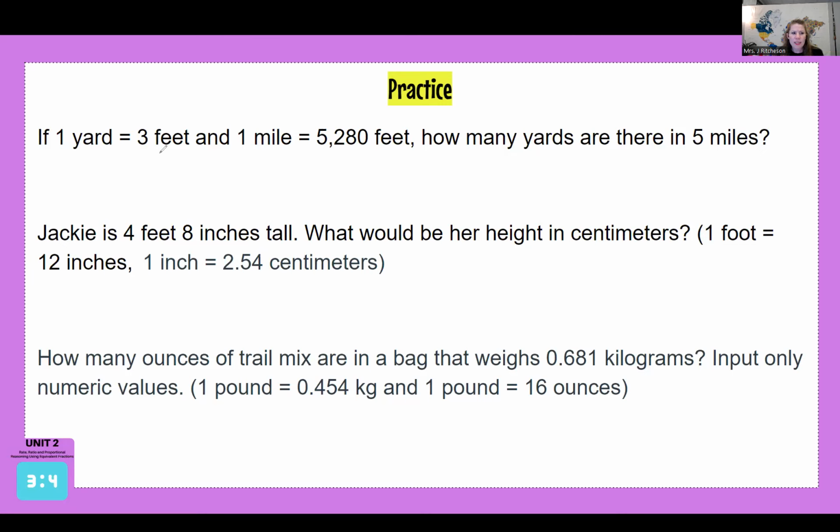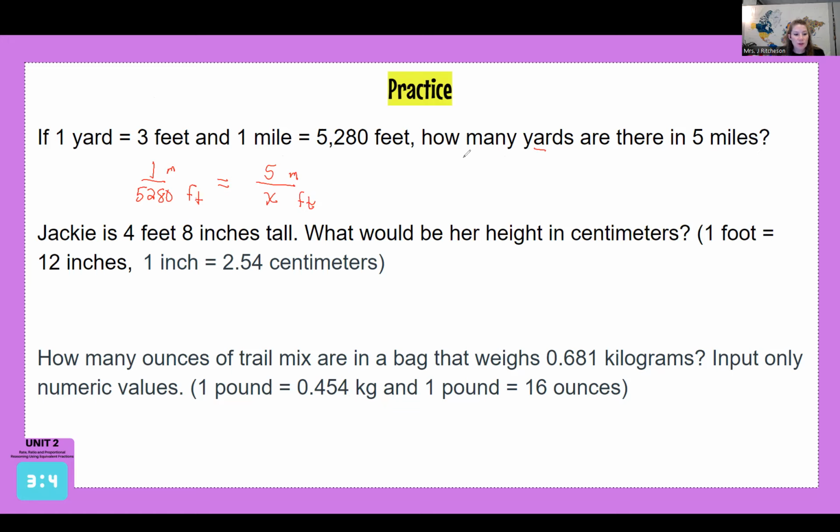All right, so let's see what we can put together right now. Can we figure out how many feet are in 5 miles? So let's do that. If 1 mile is 5,280 feet, and we want to know how many feet are in 5 miles. So what we did is we set up miles over feet. We got to do this one first until we can, and then we'll finally get to answer the final question about yards.